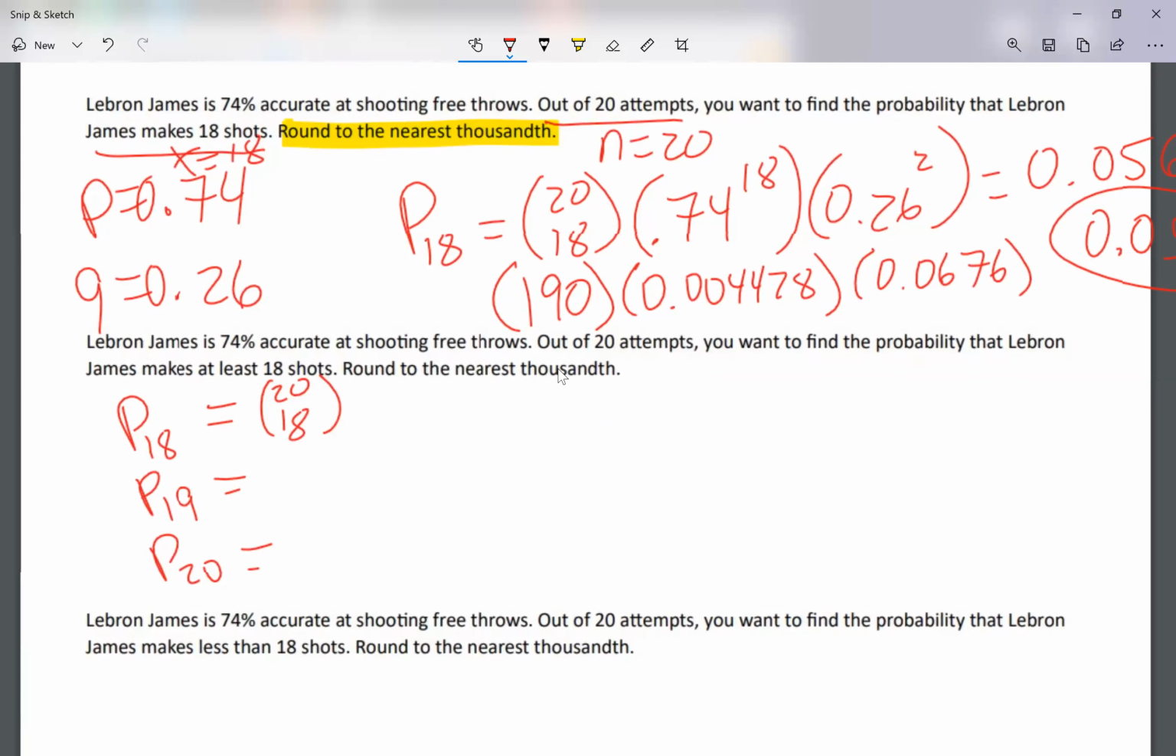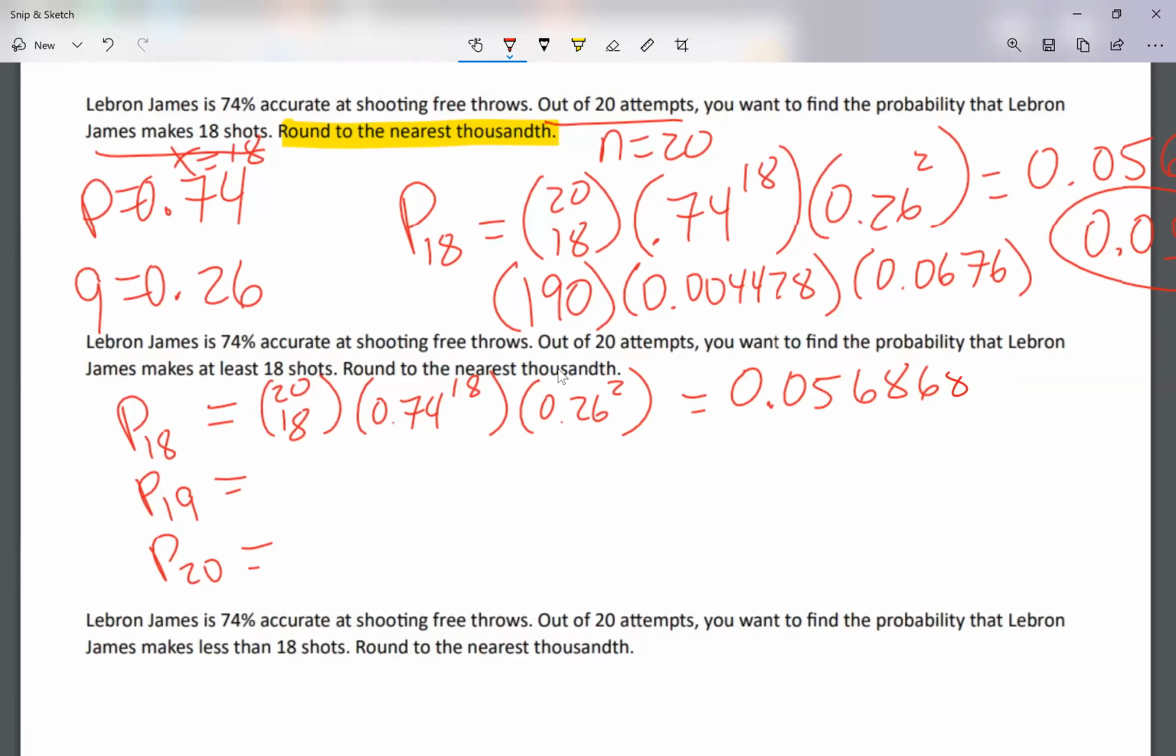Now I'm going to go 0.74 to the 18th, because he's going to make 18 shots. And then 0.26 to the second. And that's going to give me, let me type this on my calculator. It gives me 0.056868.